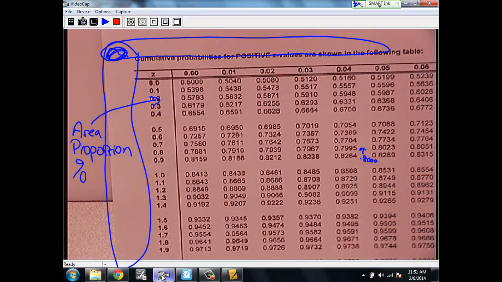0.8000 is right in there, right? Which one is it closest to? It's closer to this one than it is to that one. So I come up here, and I come over here, and it's at 0.84 is my z-score for it.